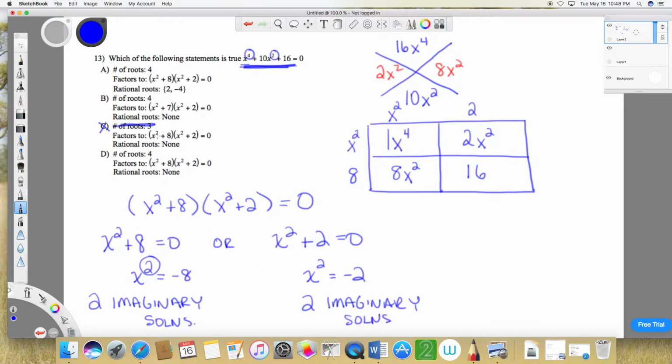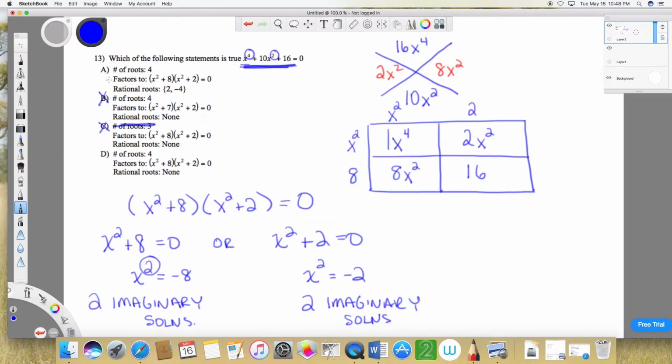Well, let's come up here and look at our choices and see what we have. We found that it factored to x squared plus 8 times x squared plus 2. It did not factor to x squared plus 7 times x squared plus 2. It was plus 8, not plus 7.